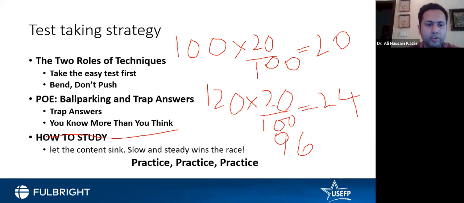So that's the difference. Whatever we study, we need to let the content sink.